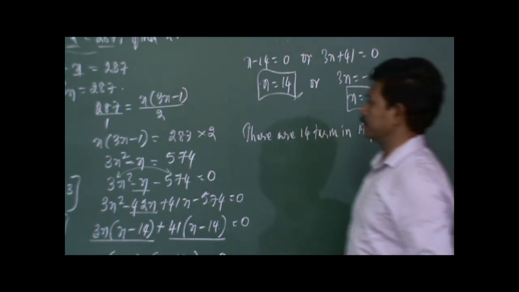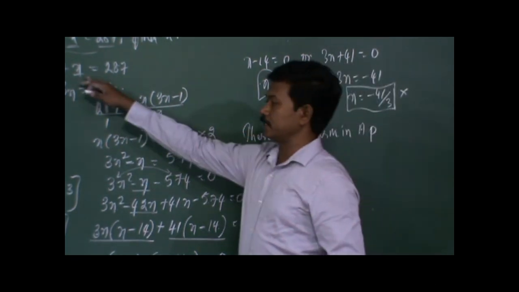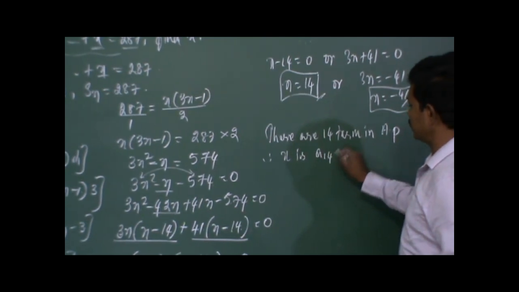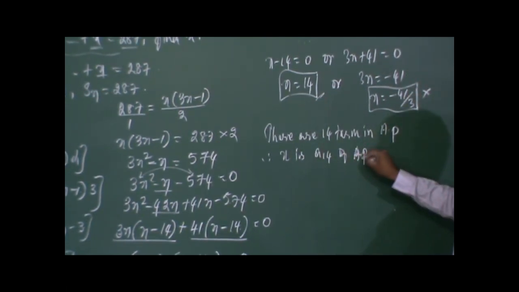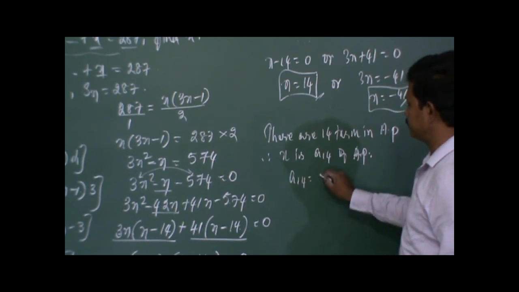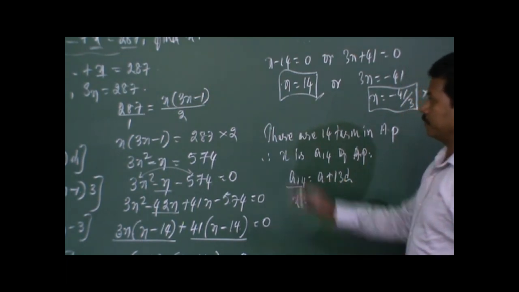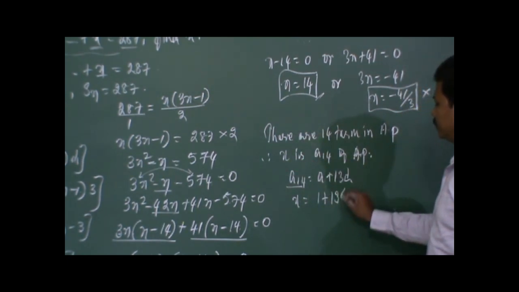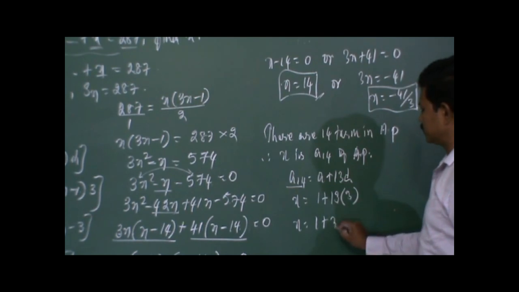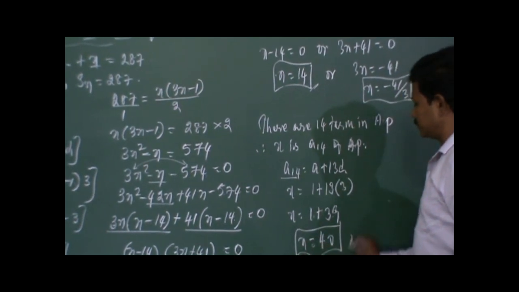There are 14 terms in the AP, so x is the 14th term. As we have got n equal to 14, and x is the last term, therefore x is A14 of the AP. Now we have to find the value of x. A14 is equal to a plus 13d. So x is equal to a, which is 1, plus 13 into d, which is 3. So x is equal to 1 plus 13 times 3, which is 39. So x is equal to 39 plus 1, which is 40. So the value of x is 40.